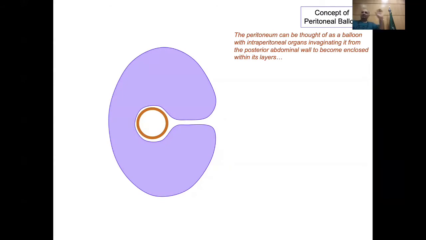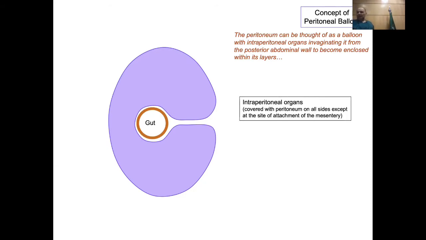Is this round circle, this organ, really inside this balloon? Say yes or no. Why no? Because it has pulled a part of it. It has pulled a part of it. So now, let's say this is gut, because we are in GI, it is all about gut.